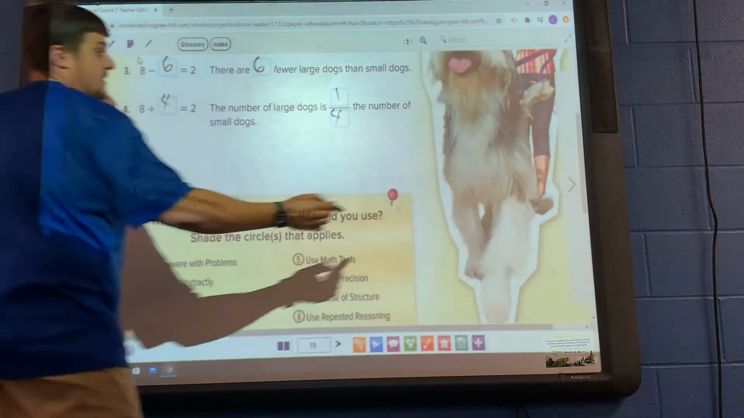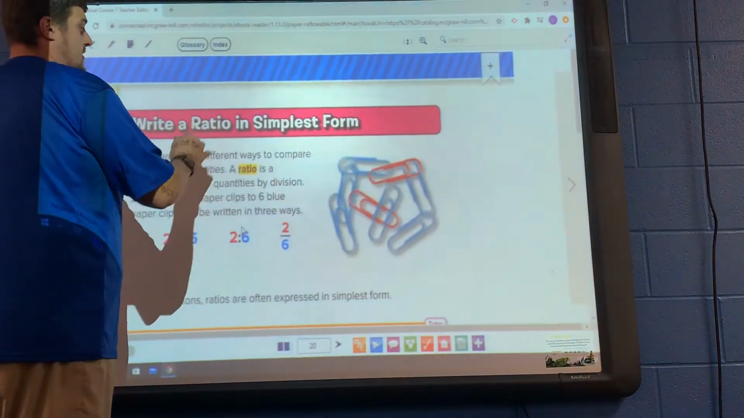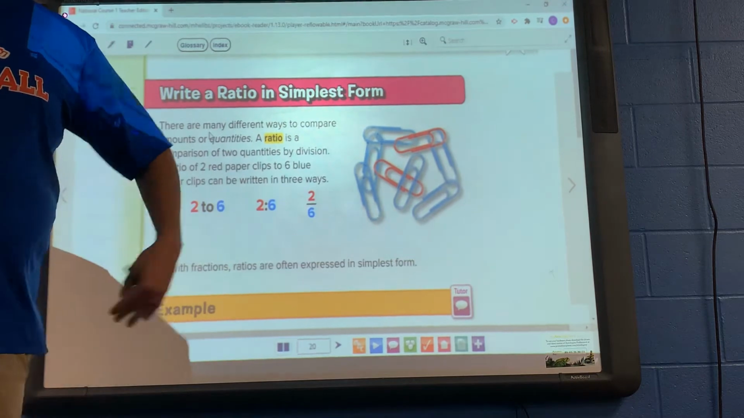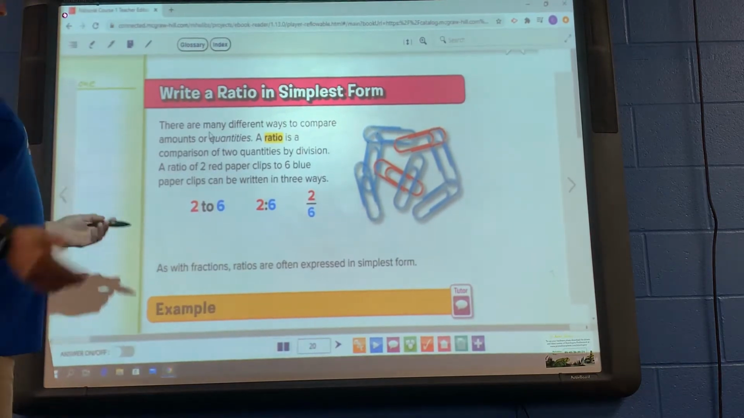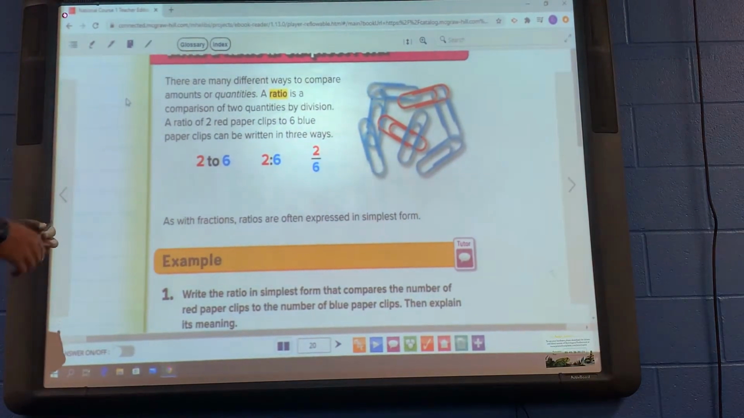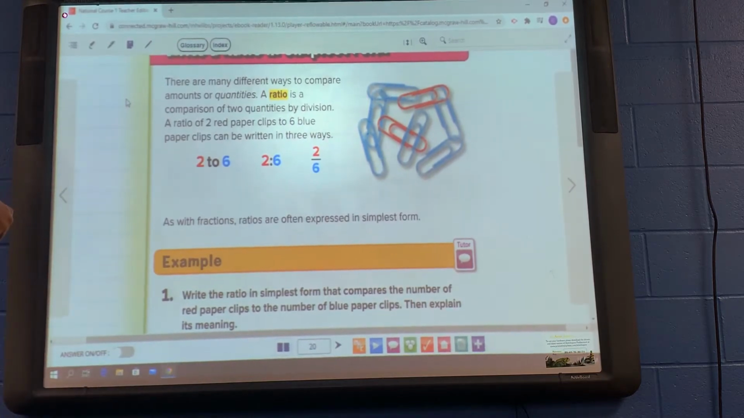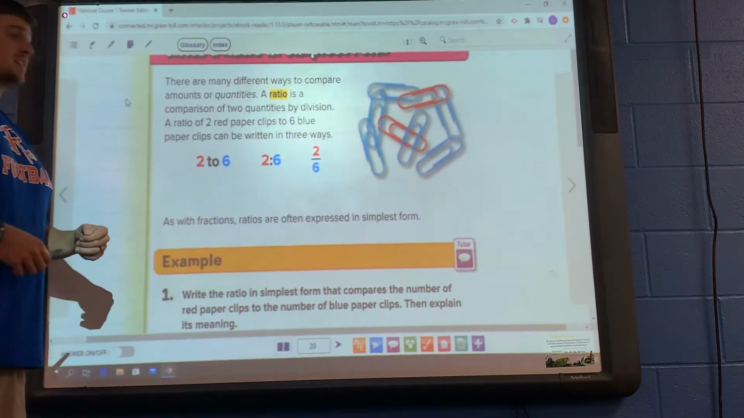Now we're going to go on to the next page, where we're going to start with putting ratios in simplest form. It's like reducing a fraction. You guys have done that for years now, so all we're doing is basically reducing fractions. To begin, there are many different ways to compare amounts or quantities. A ratio is a comparison of 2 quantities by division. A ratio of 2 red paper clips to 6 blue paper clips can be written in 3 different ways.